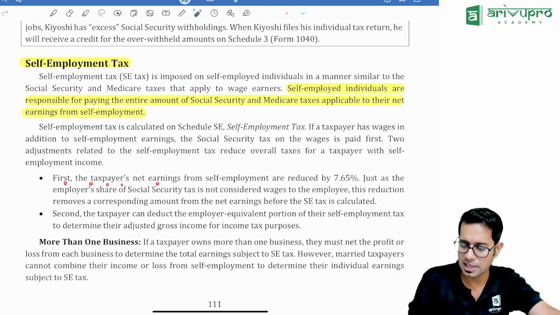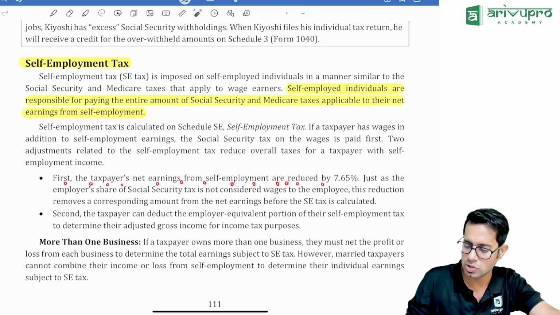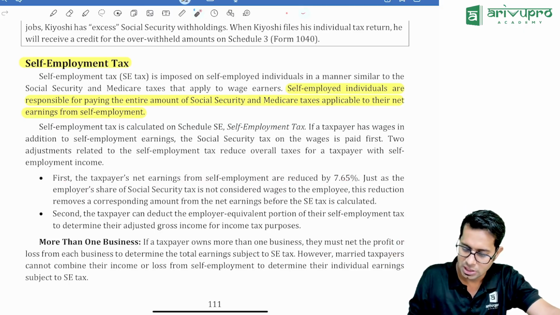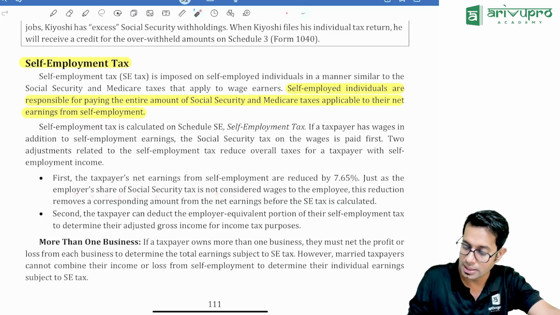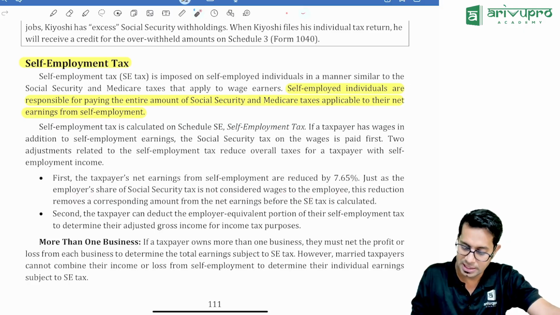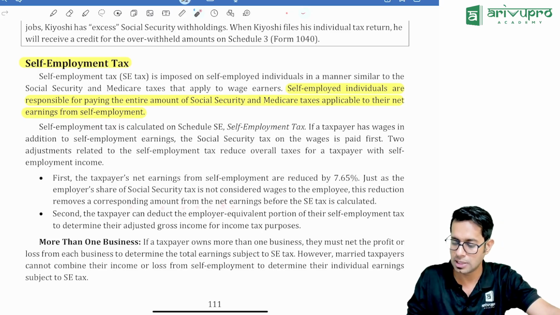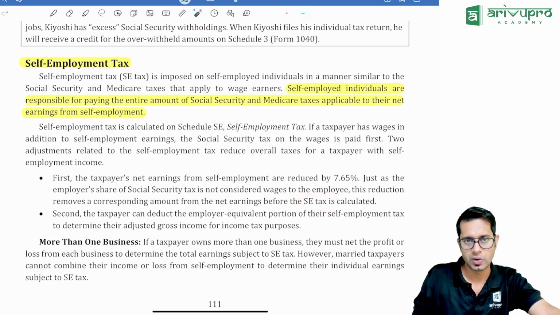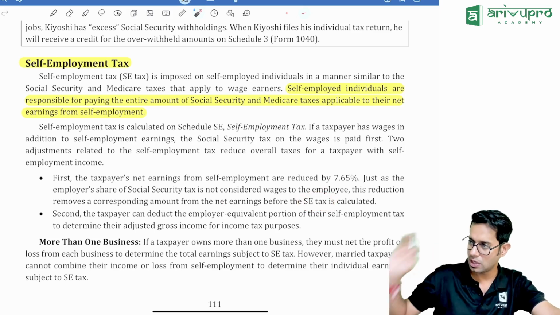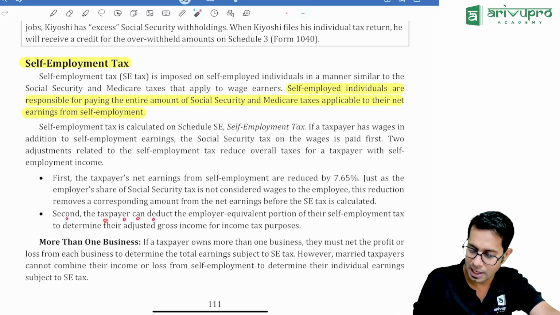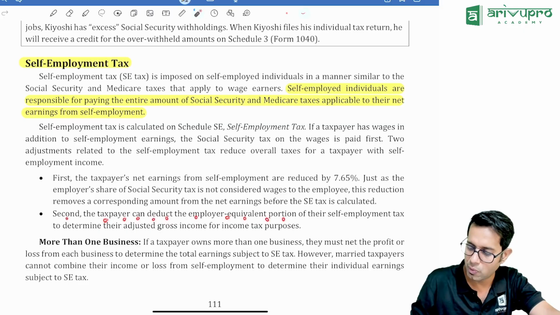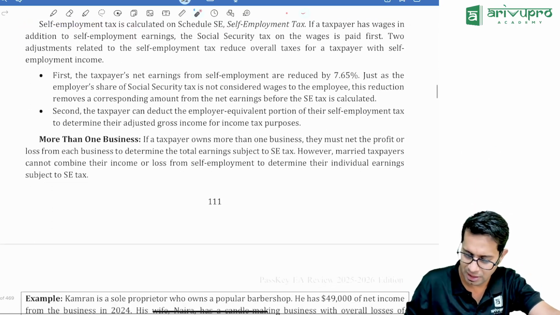First, the taxpayer's net earnings from self-employment are reduced by 7.65%, just as the employer share of Social Security contribution is not concerned with the wages of the employee. This reduction removes the corresponding amount from the net earnings before applying the Social Security tax. So from whatever your net earnings are, you reduce 7.65%, and on that amount you apply this. Second, the taxpayer can deduct the employer-equivalent portion of self-employment tax to determine the adjusted gross income, as we have written in the note.